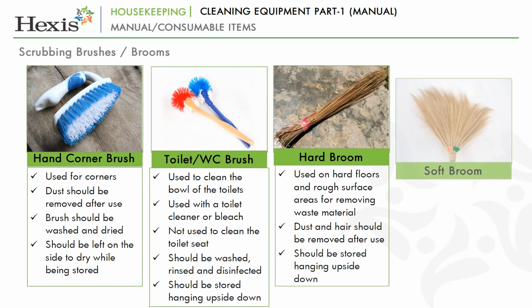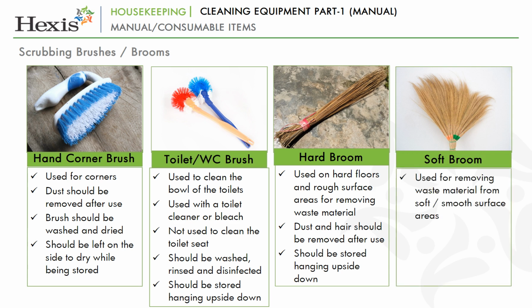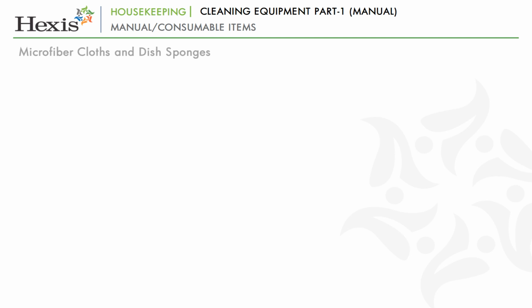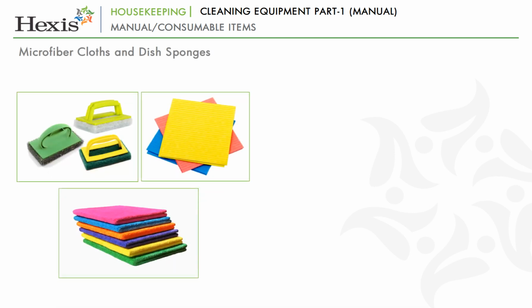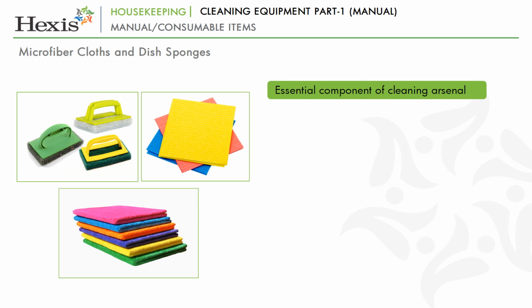Soft broom. It is used for removing waste material from soft or smooth surface areas. Next, we will look at dish sponges and microfiber cloths, which form an essential component of the cleaning arsenal required.